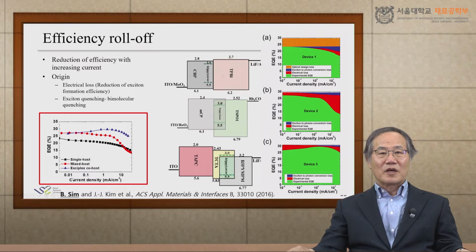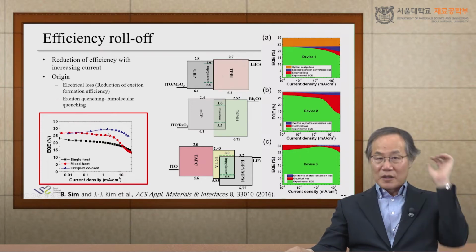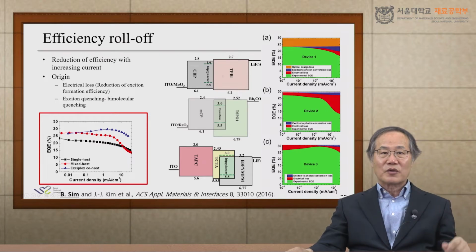And with increasing current density, this device shows efficiency roll-off. So this has the advantage of utilizing it to get high brightness. Many propose that the origin of this roll-off is electrical loss and exciton quenching.